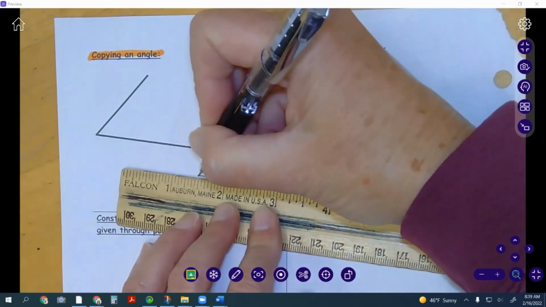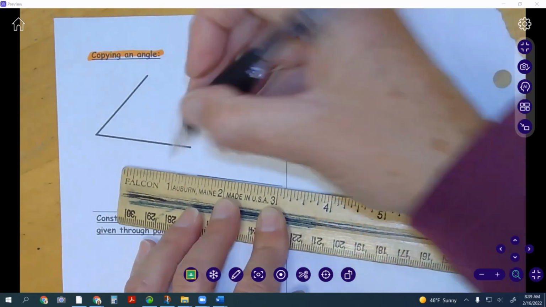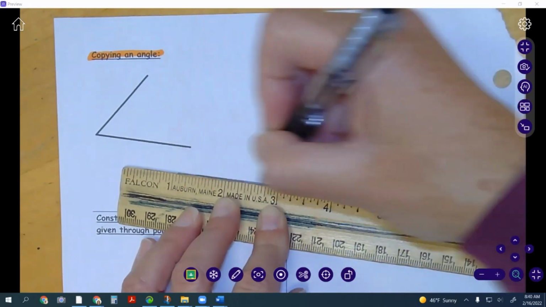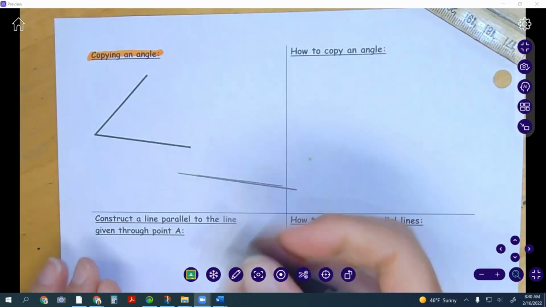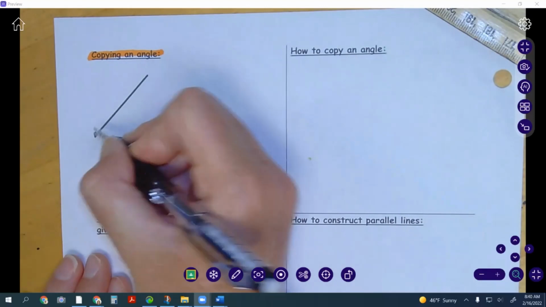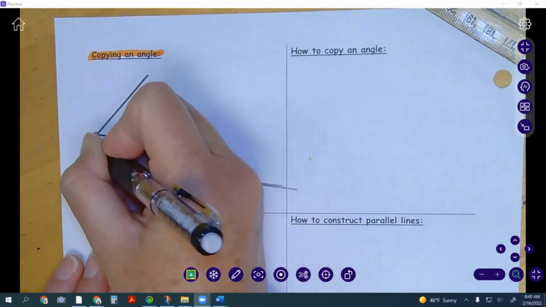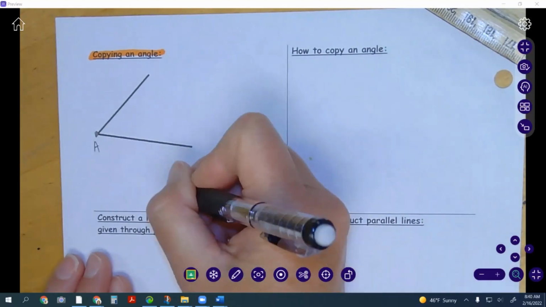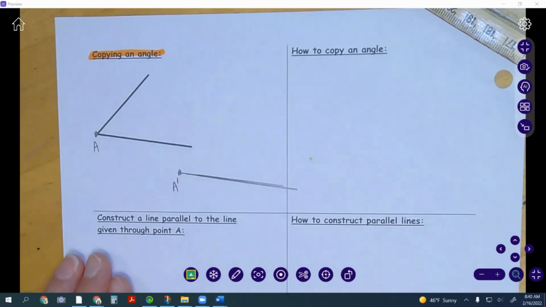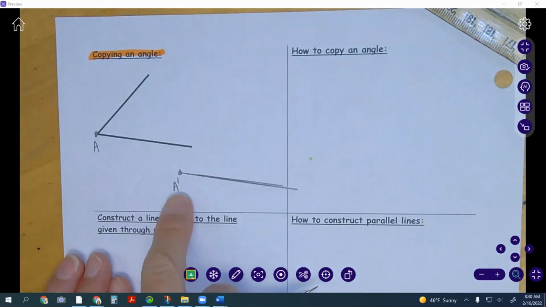And for my line segment, I'm going to label this. Let's say I label this A. I'm going to label this A prime.